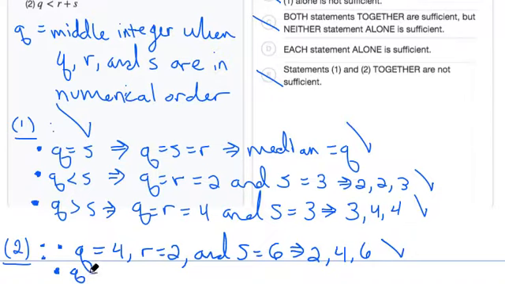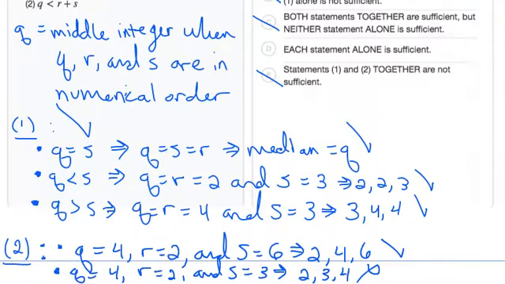Let's suppose another case. Suppose q is equal to 4 again. Suppose r is equal to 2, but this time let's choose s equal to 3. And in this case, our integers in order would be 2, 3, and 4, and the middle integer, the median, would be 3, which is not equal to q. So in this case, it wouldn't work out for us, and the answer to the question would be no.